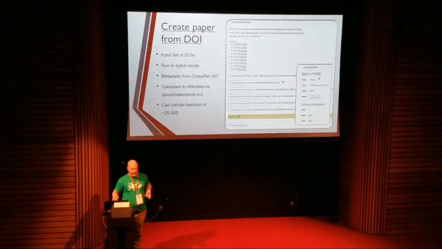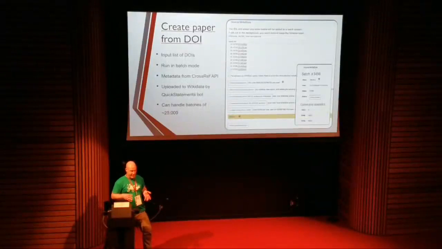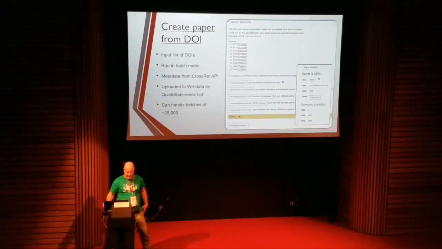Just to expand on that slightly, you can use the Crossref API to get the DOIs. You can run a query of Crossref, get a list of DOIs per journal, or do various other queries, and then input them into here and create them in Wikidata. It's a very quick and easy way to create a lot of data.